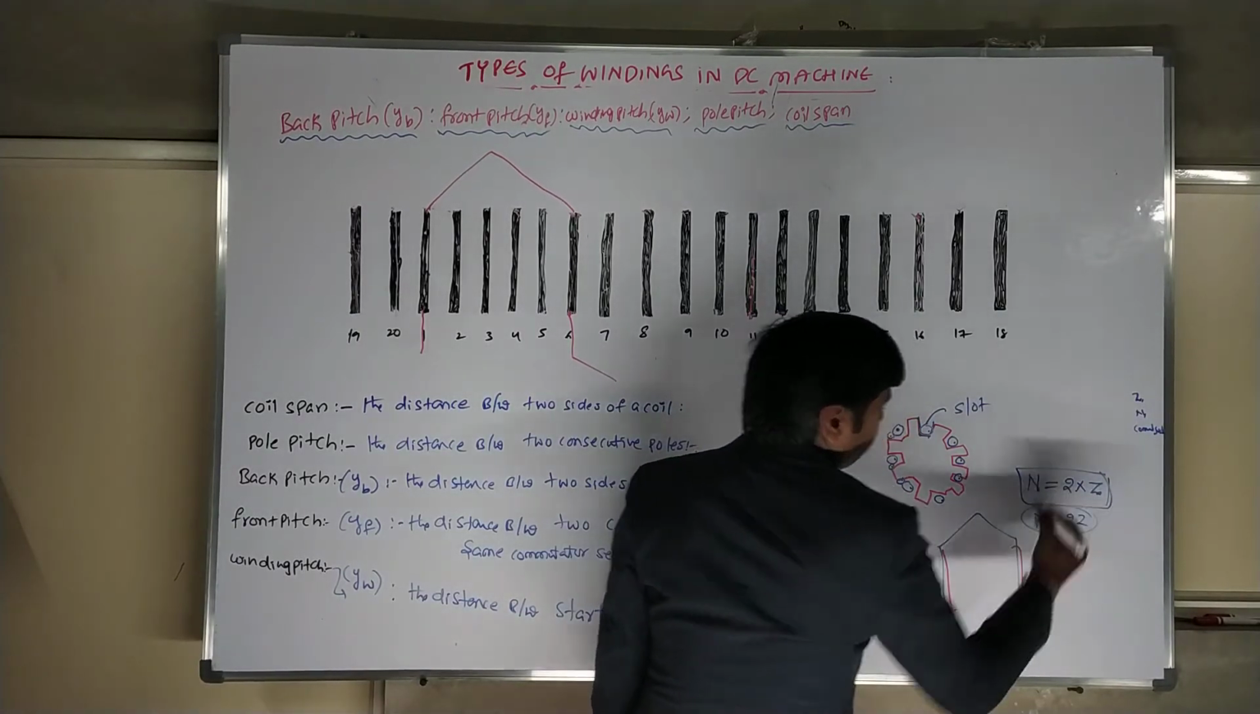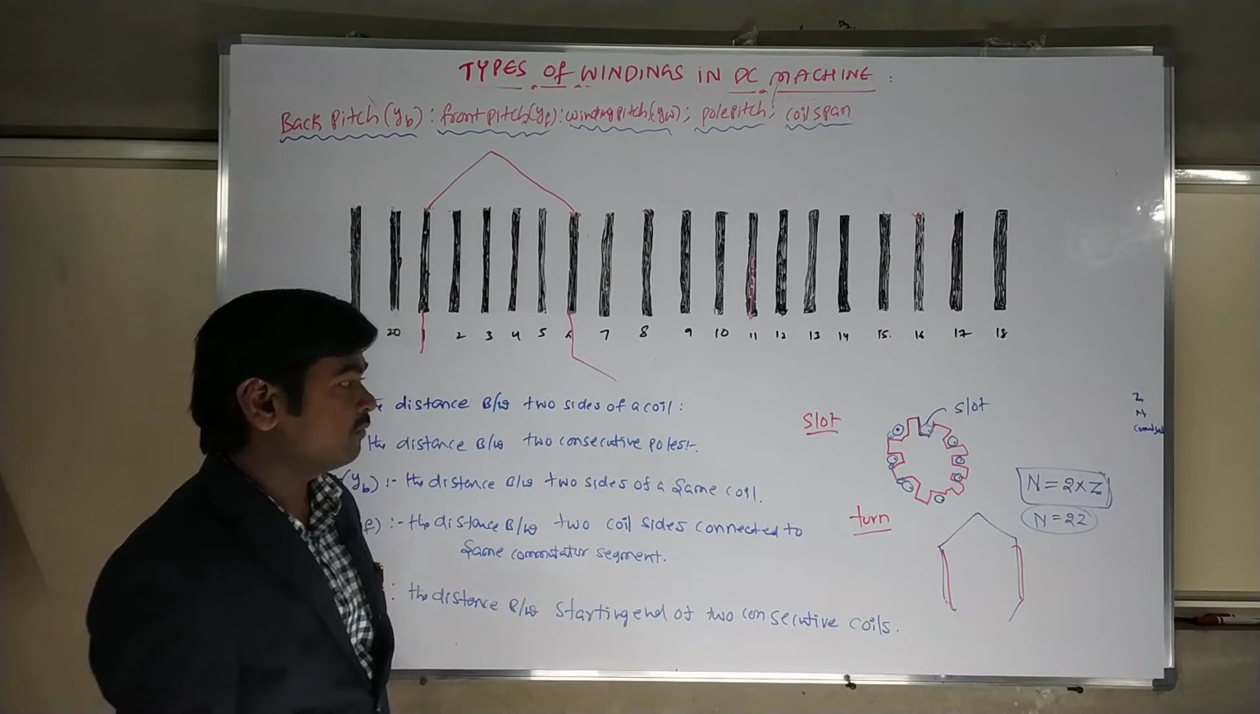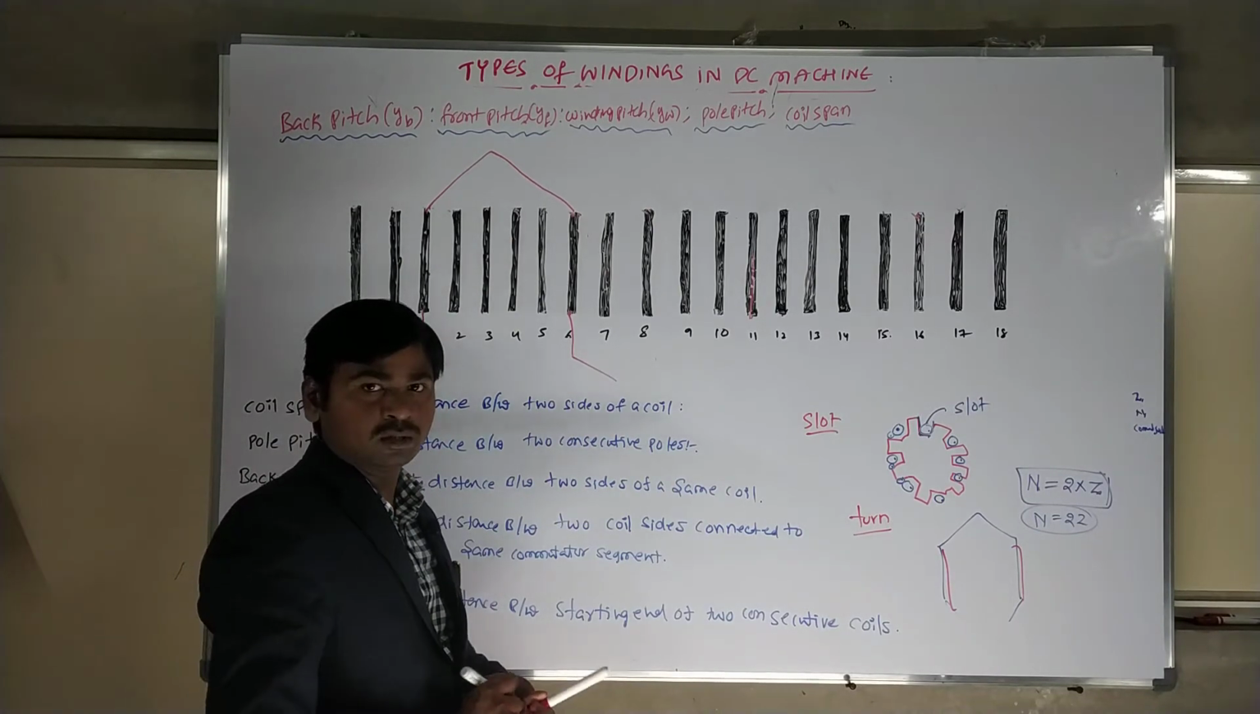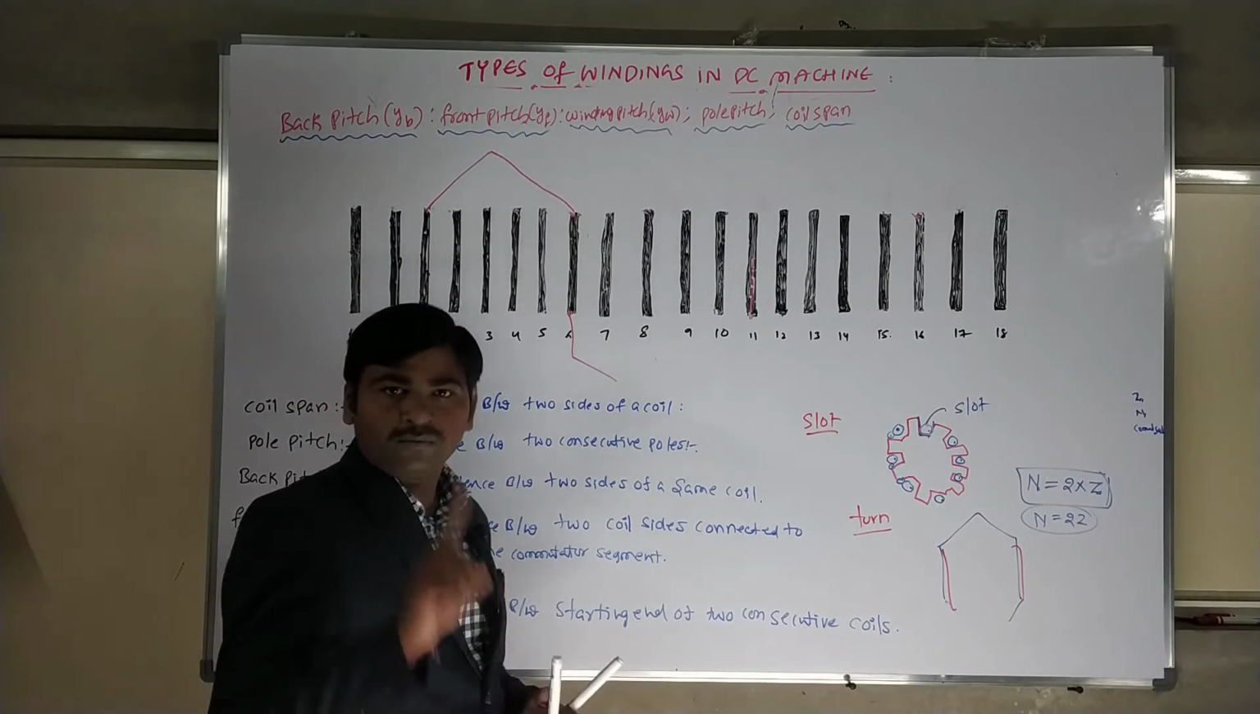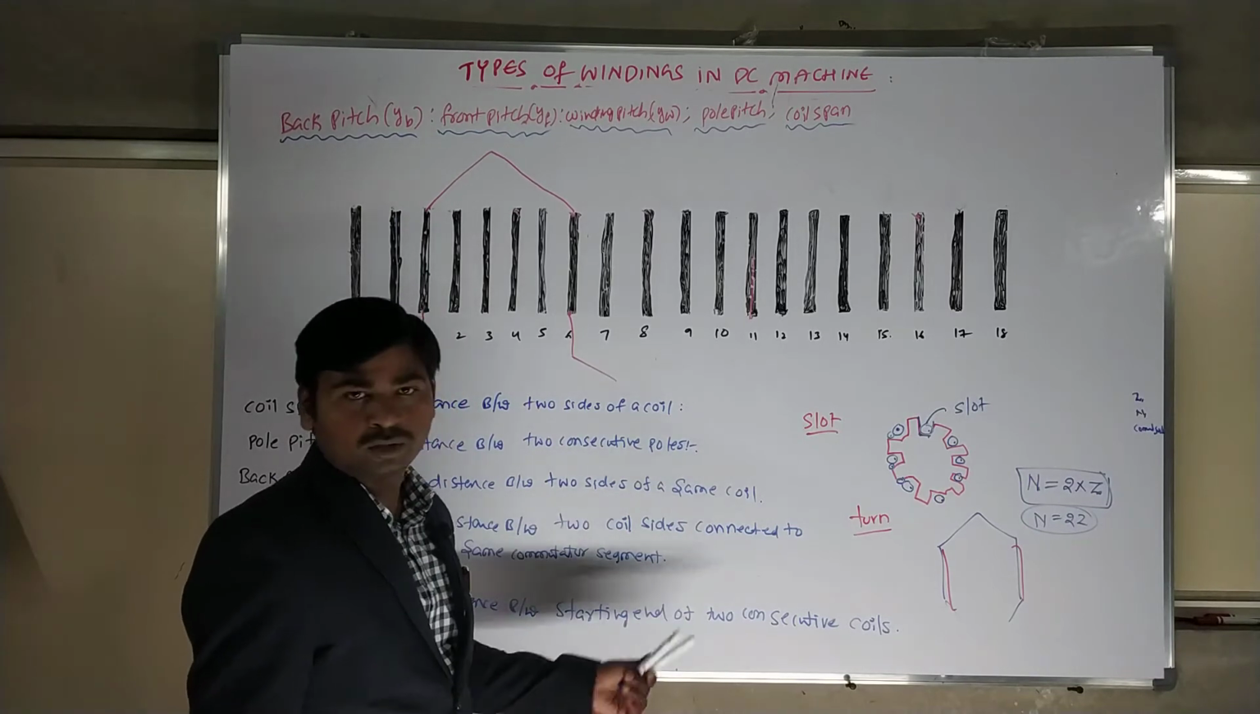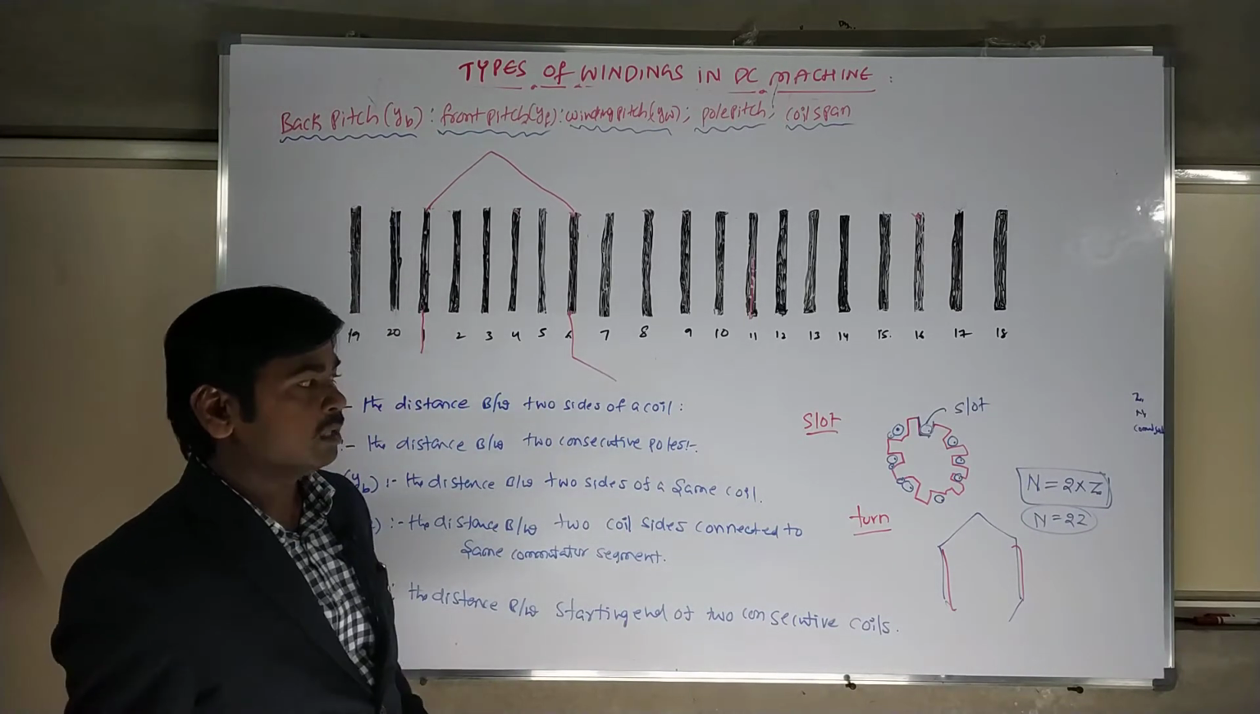Number of conductors is equal to 2 times the number of turns, which is 2 times the number of conductors for a single layer. This applies if each slot has one conductor. Roughly I am telling. Am I clear?